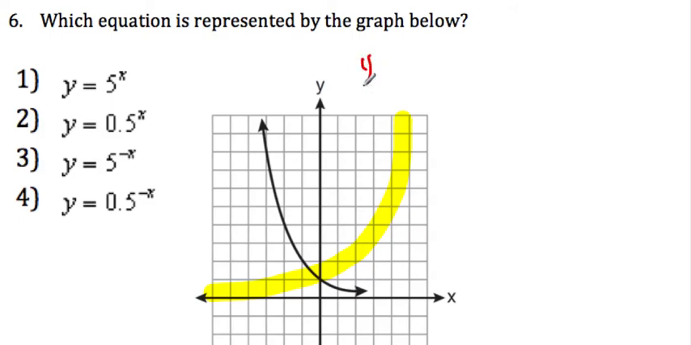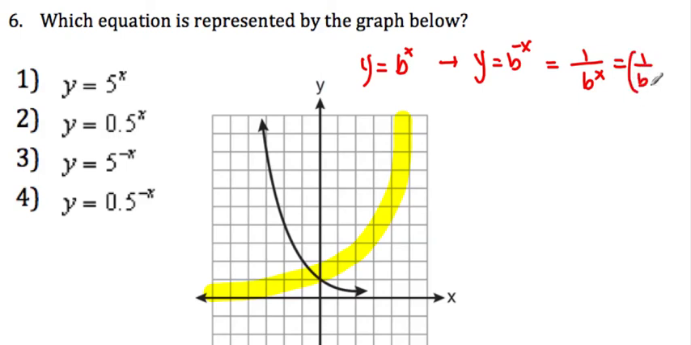So in fact, y will be equal to some sort of base. I don't know what the base is, so let me call it b, to the negative x power. y equals b to the negative x power. But in this case, this will be equal to 1 over b to the x power. Any one of them would be fine.